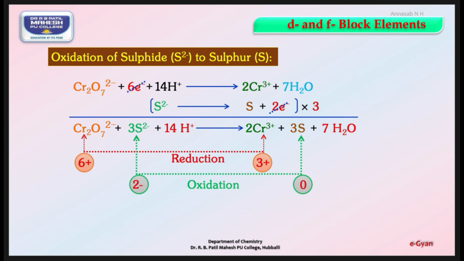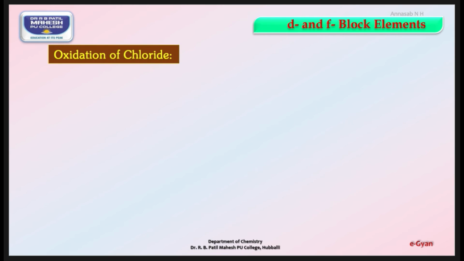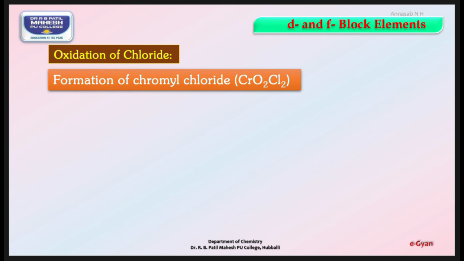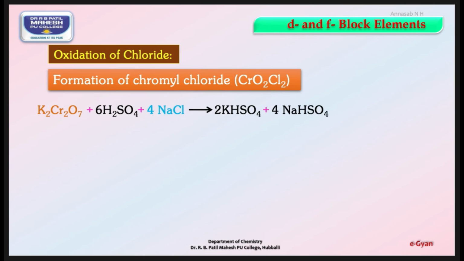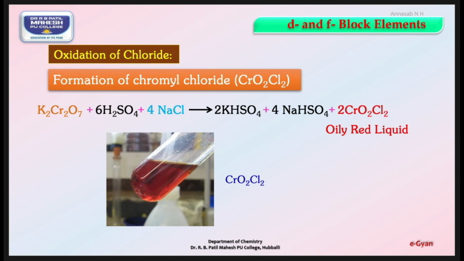Process is oxidation. Moving to the next one, oxidation of chloride Cl-, and this process we practically do in our lab courses, and this is called the chromyl chloride test. So here we are going to learn formation of chromyl chloride. Formula is CrO2Cl2. We have potassium dichromate reacts with H+ ions or H2SO4 in presence of Cl-. Here it is NaCl, gives rise to KHSO4, NaHSO4 and CrO2Cl2, which is an oily red colored liquid, and it liberates water molecule.